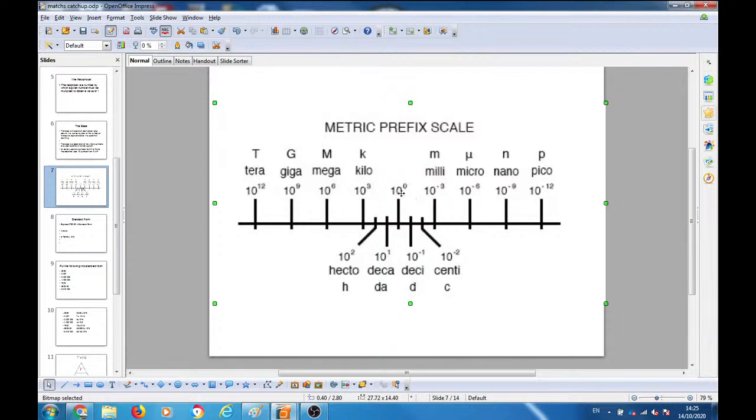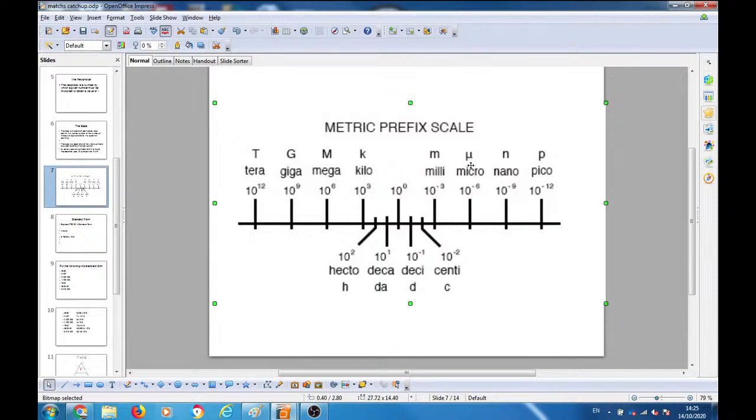When we go between 1 and 0, we've got -3, -6, -9, and -12. So this is milli, so that would be a thousandth, a millionth for micro. For nano, I don't know, is it a billionth or something, but very, very low value. And then we've got pico as well.